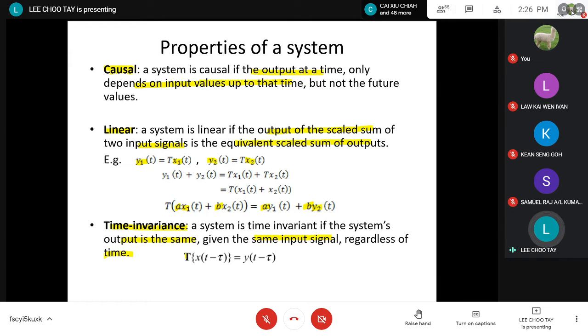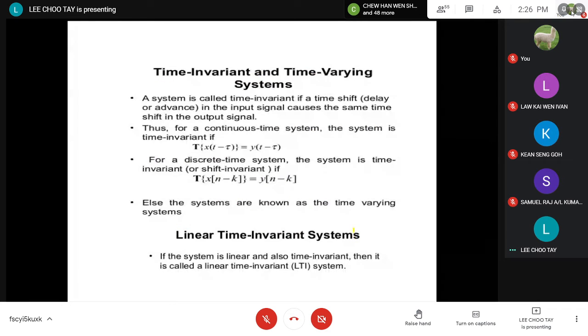So it doesn't matter when I put the input in, as long as the inputs are the same, the system should produce the same output. So this is very important for communication systems. But again, it may not be true. Some systems may not be able to do it, like satellite.